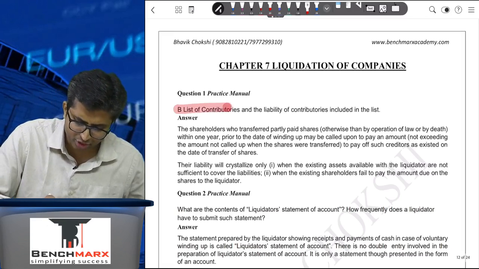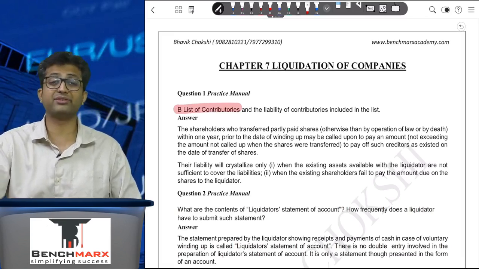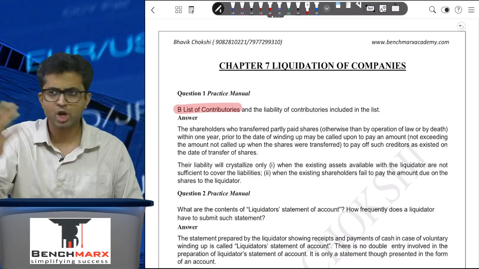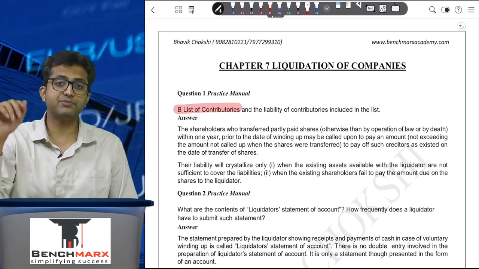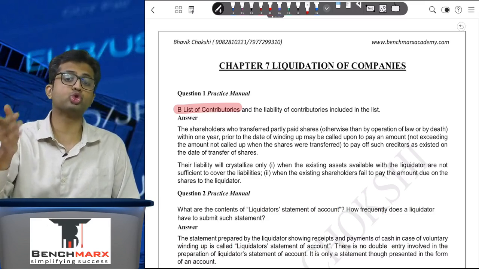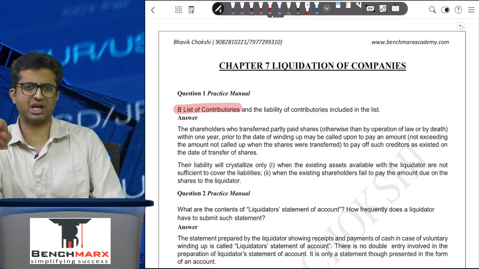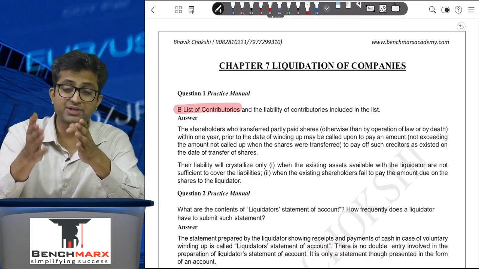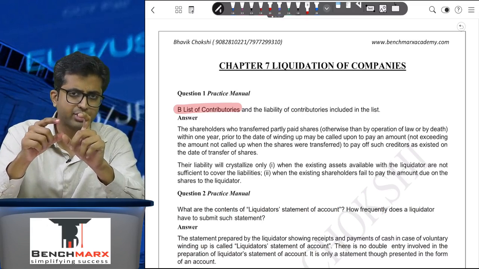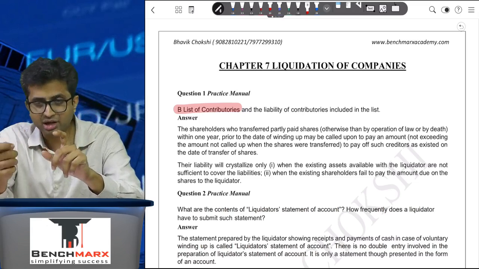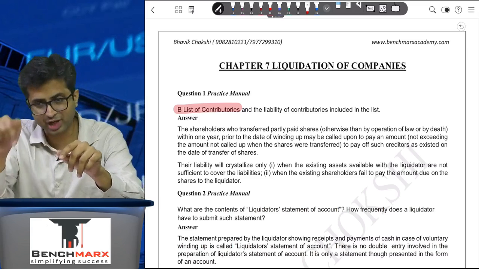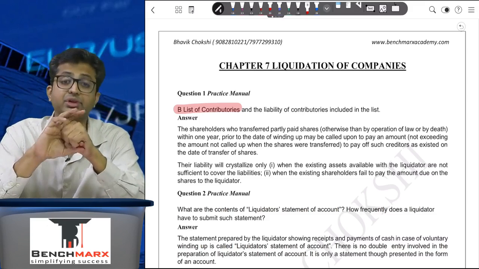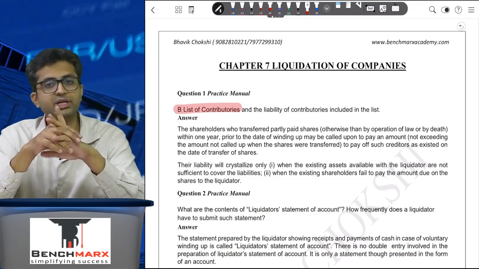First, B list of contributories. What is B list of contributories? If on liquidation, we don't have enough money to pay off all the stakeholders, in which case the liquidator will go to those shareholders who have transferred their shares in the last 12 months, other than by reason of death, etc., and try to recover the liabilities that were existing as on that date proportionately to the maximum extent of their unpaid value. These are called B-list contributories.